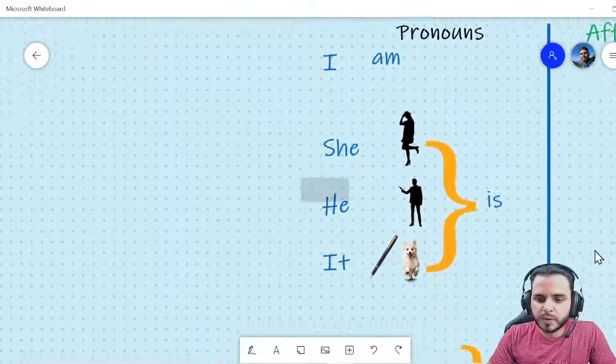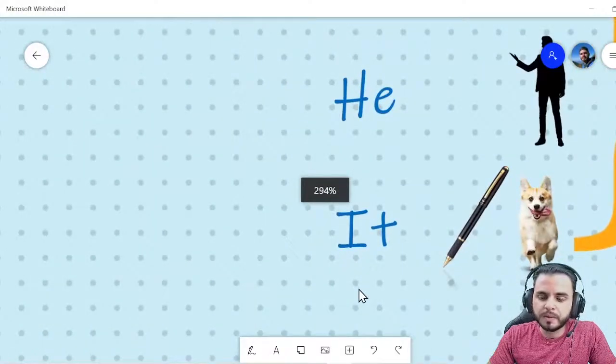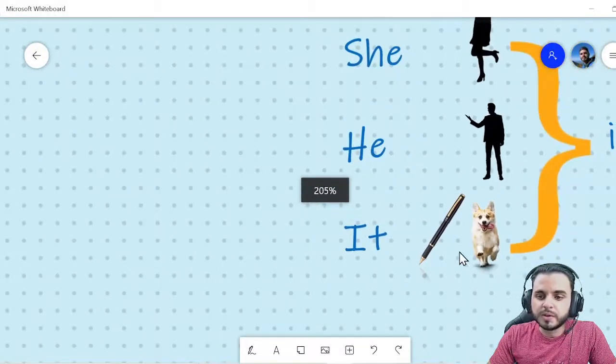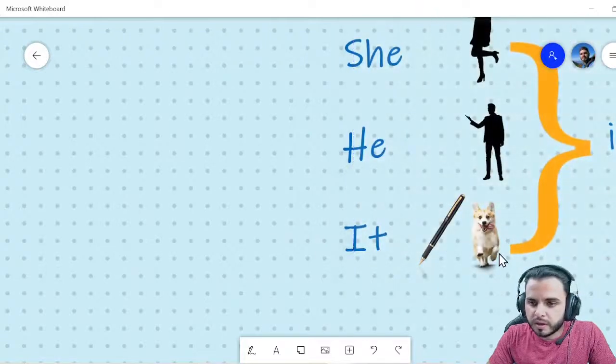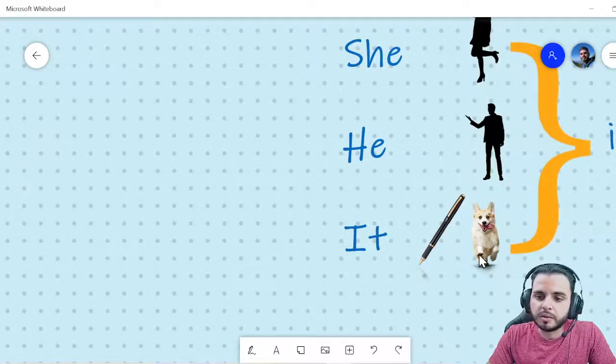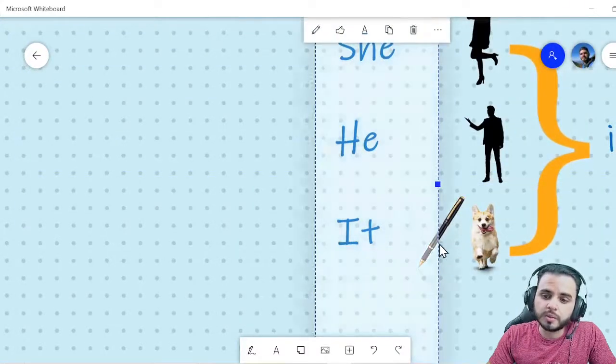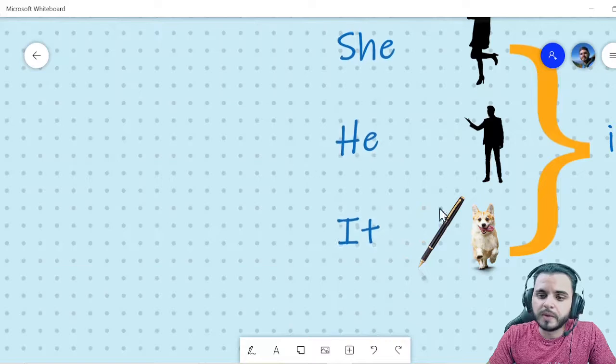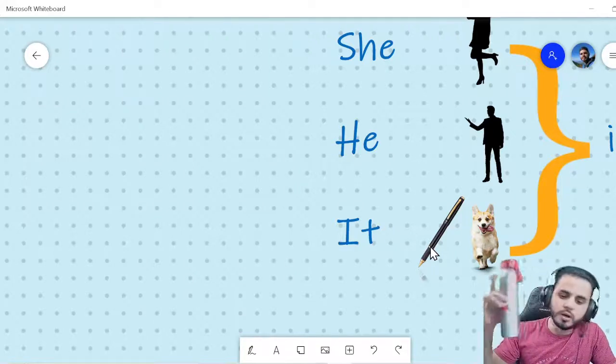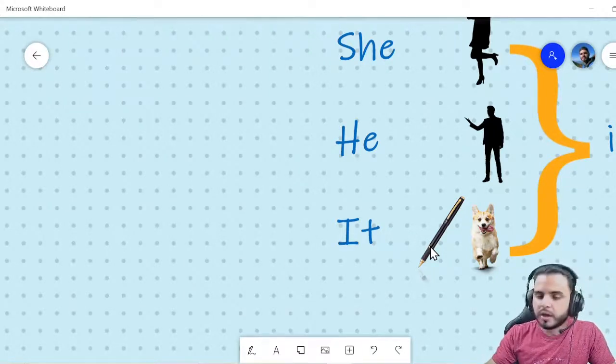And we also have the pronoun it, and I use it to talk about a pet. It could be an animal, yeah, a pet. It could be any animal, even if it is not a pet. Or it can also be a thing like a pen, right? We have here a pen, or it can also be a bottle. So I have a bottle here. It can be any other thing that we have, anything.